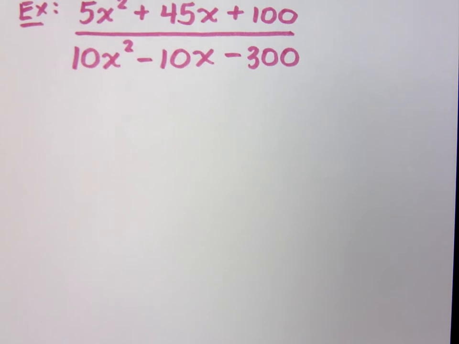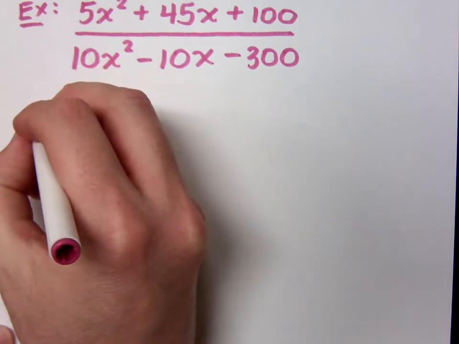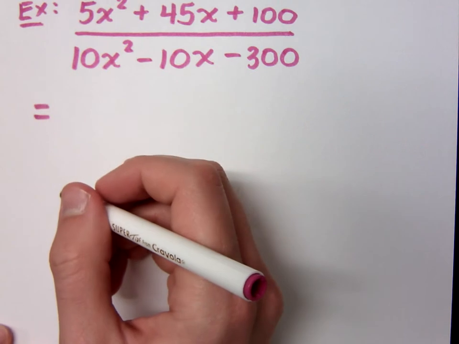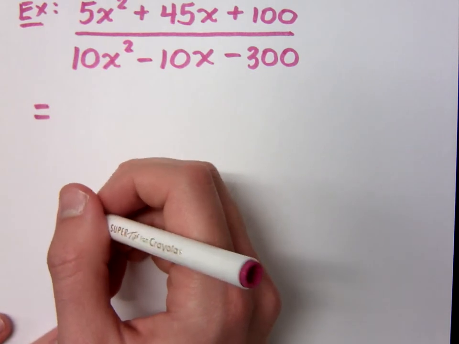Take a look at this example. Just like the last problem, it's all about factoring. How do I factor this guy? Greatest common factor. Always look for the greatest common factor first, right?